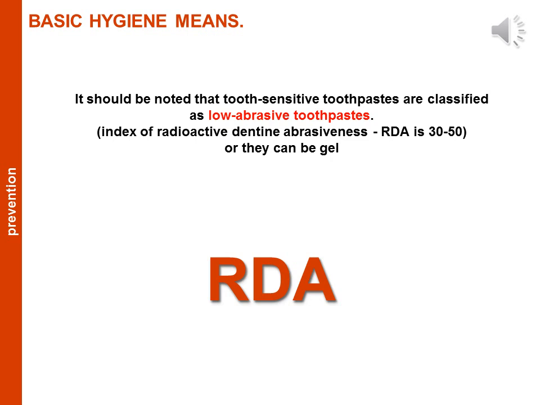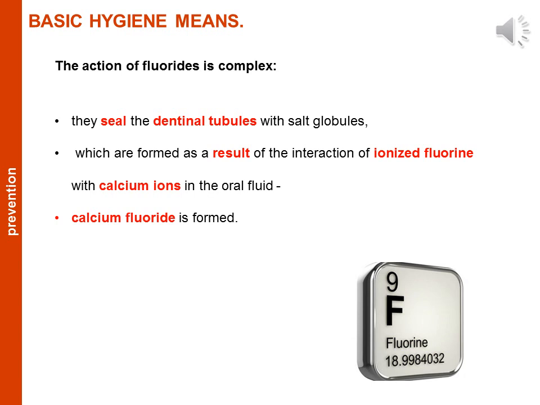It should be noted that tooth-sensitive toothpastes are classified as low abrasive toothpastes. Index of radioactive dentin abrasiveness RDA is from 30 to 50, or they can be gel. The action of fluorides is complex. They seal the dental tubules with salt globules, which are formed as a result of the interaction of ionized fluorine with calcium ions in the oral fluid. Calcium fluoride is formed.